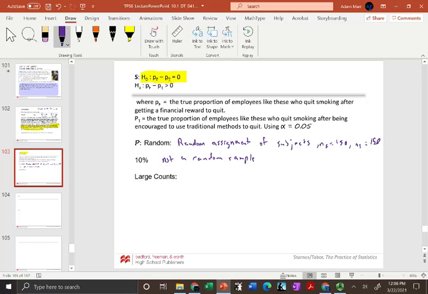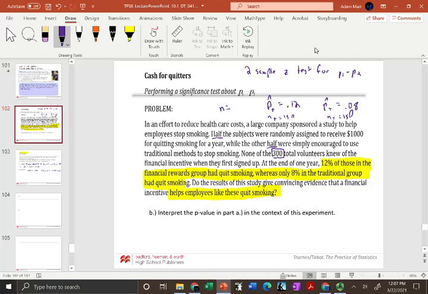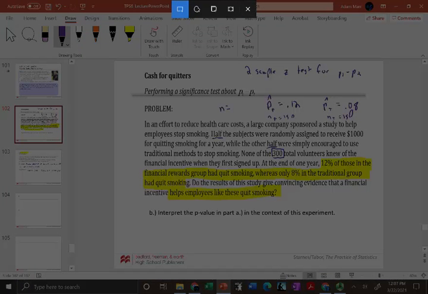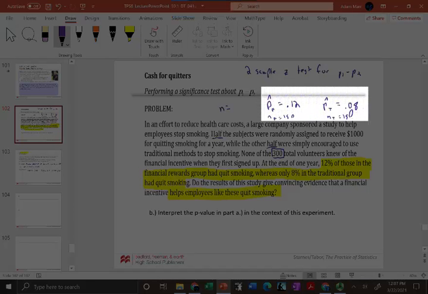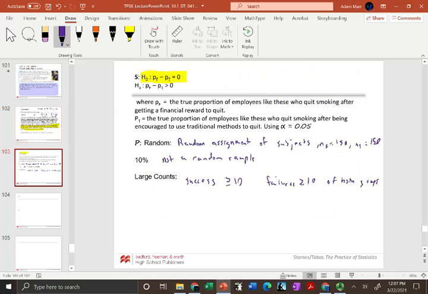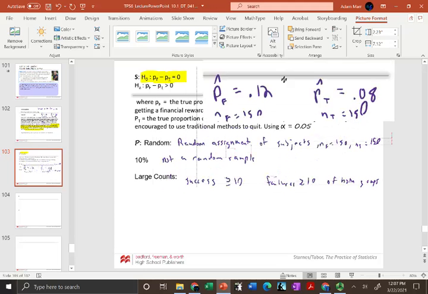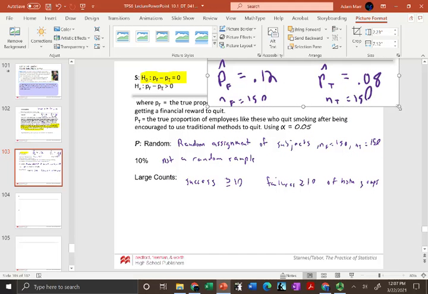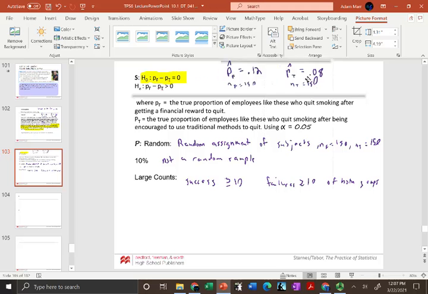All right, large counts. Remember, the successes have to be greater than or equal to 10, and the failures have to be greater than or equal to 10 for both groups. Let me go back and get my information so I can copy and paste it over and use it for the large counts. That's why it's good to take notes while you're looking at the problem, so I can easily figure out the large counts.